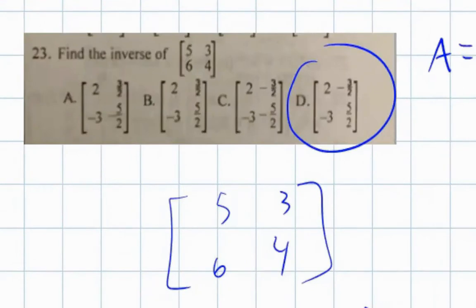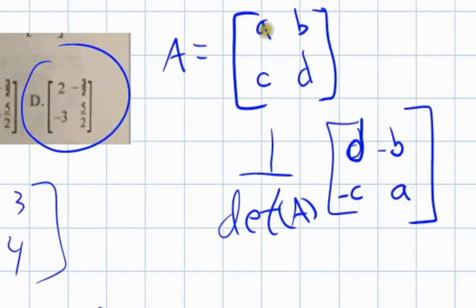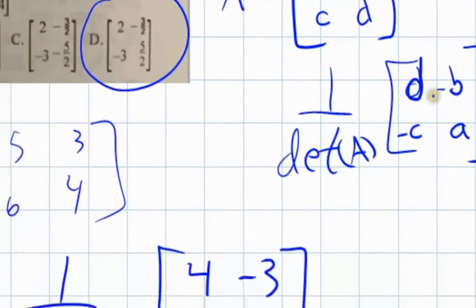Question 33 wants us to find the inverse of the matrix, which consists of the numbers 5, 3, 6, 4. So to take the inverse for a 2 by 2 matrix, you can follow this formula over here. So if the first matrix is set up like this, A, B, C, D, then to get the inverse, you're going to take 1 over the determinant of the first matrix times the numbers of the first matrix jumbled around like this. So A and D switch places, and C and B stay where they are, but they become negative.